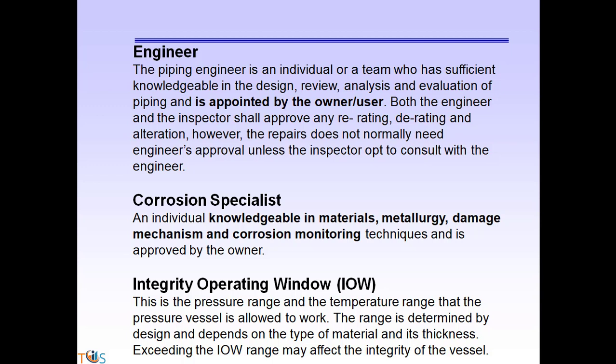Integrity operating window means those parameters within which the piping is supposed to operate, and the most prominent ones would be the pressure range and temperature range, but the fluid, the velocity of the fluid, and the type of the fluid might also be integrity operating window parameters. This range is determined by the design and depends on the type of material and thickness. Exceeding the IOW range may affect the integrity of the piping.